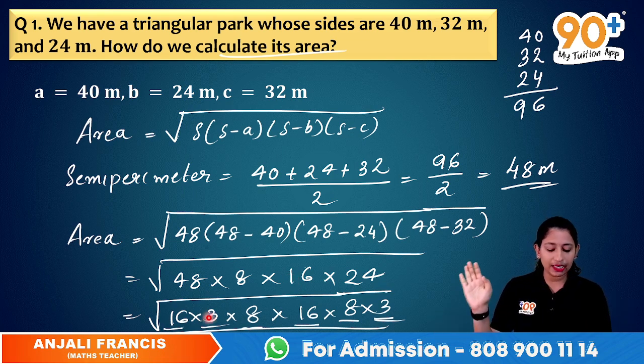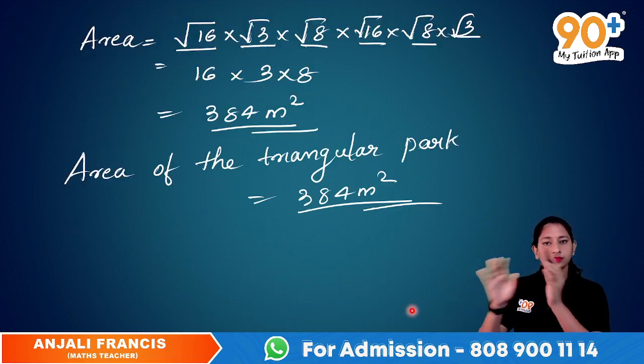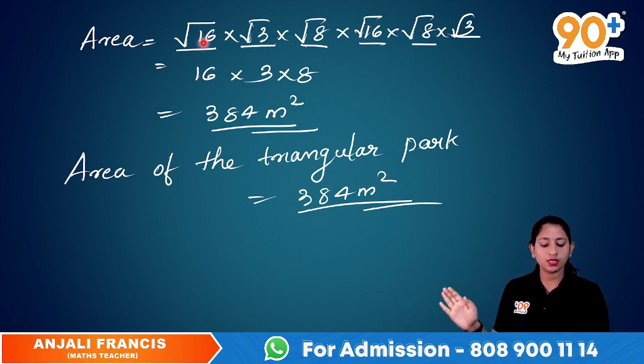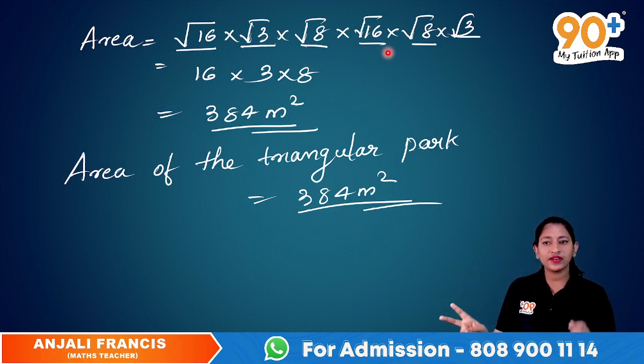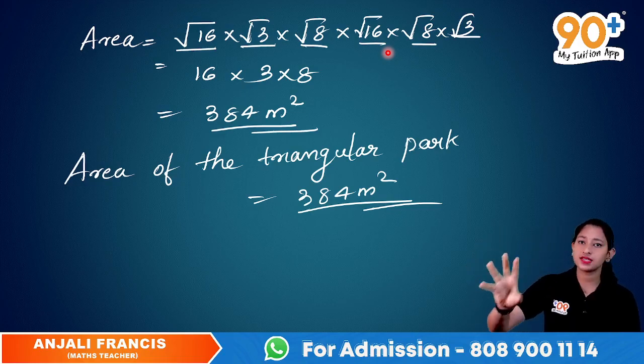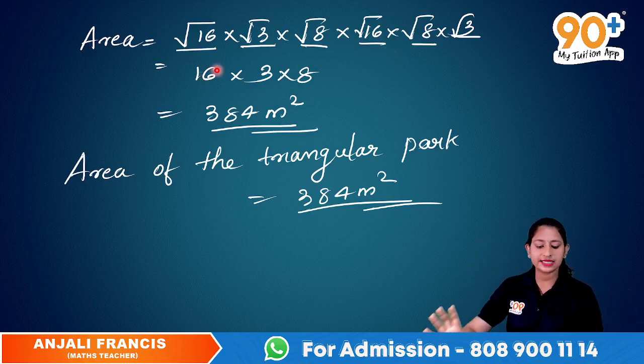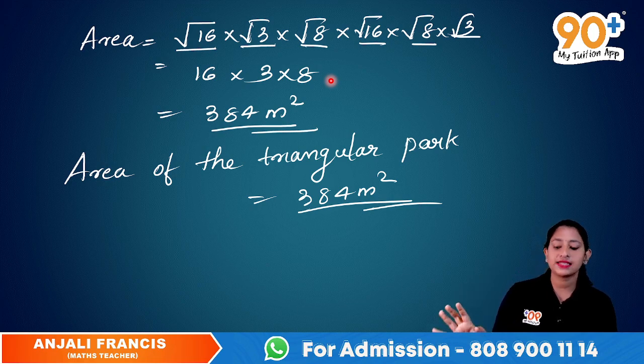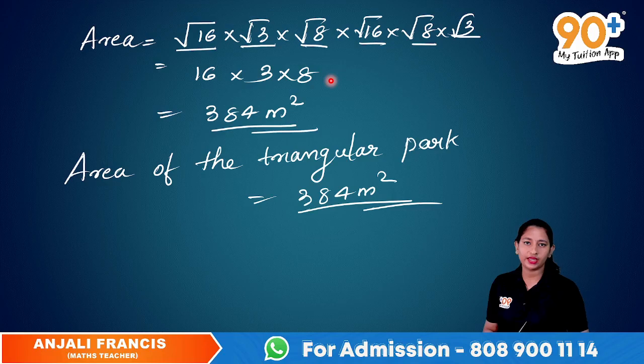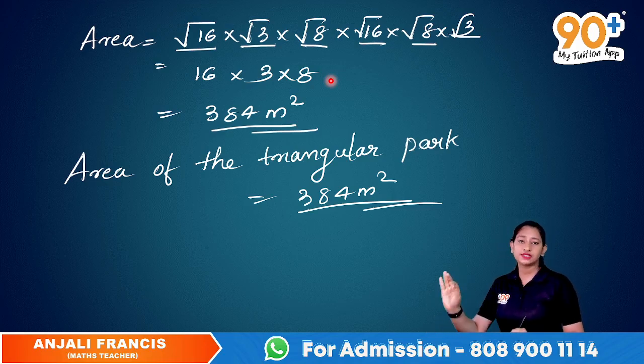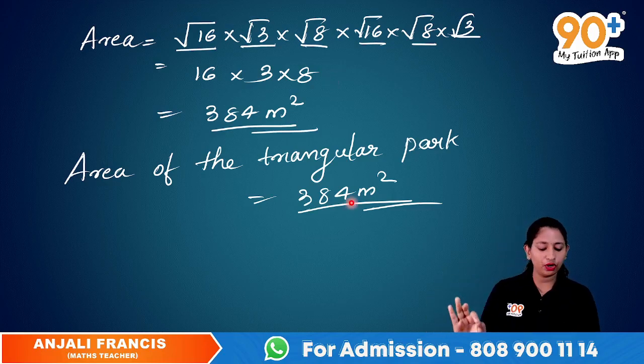Okay, so we write 16 into 3 into 8 into 16 into 8 into 3. Then in the next step we separate all the roots. So root 16 into root 3 into root 8 into root 16 into root 8 into root 3. We have two of each root, so we use our rule that root a the whole square is equal to a. So here 16 into 3 into 8, and we get the answer as 384 meter square. So the area of our triangular park is equal to 384 meter square.